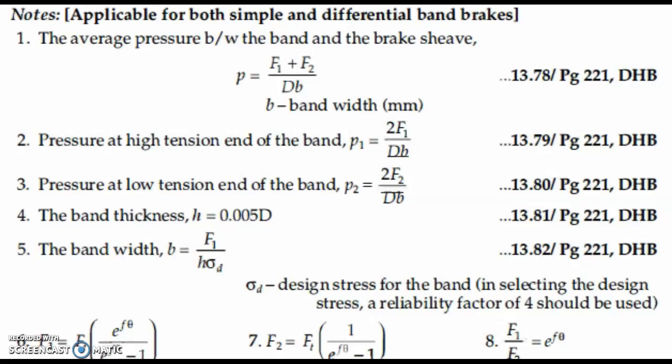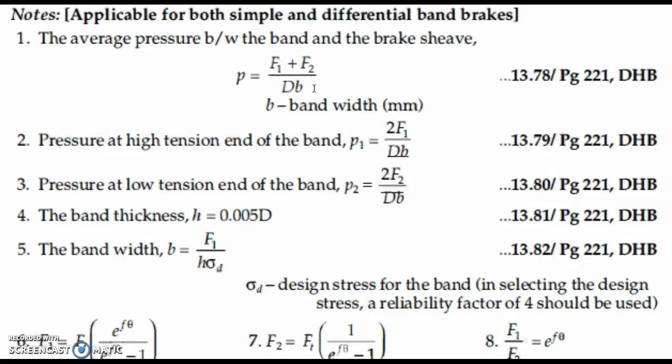Hi everyone. In this section we will discuss the general equations required for the band brake, which is used for simple band brake and differential band brake. These are the general equations that we use for a simple band brake. The average pressure between the band and brake shaft: the equation is P is equal to (F1 plus F2) divided by dB.